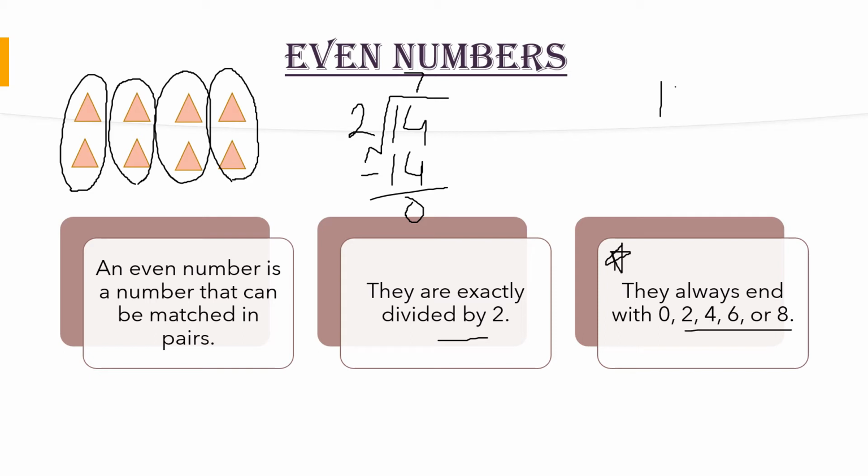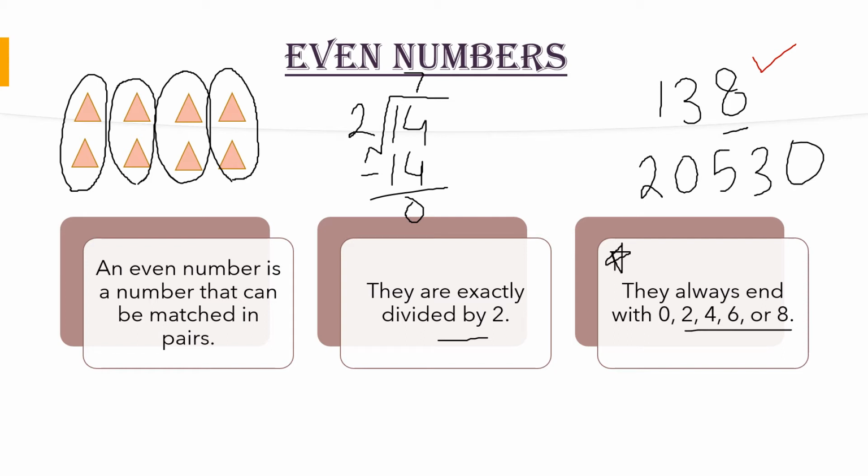For example, I have a number 138. So look at its last digit, it's 8. It means that this is an even number. Let's do one more example. Let's say I have a number 20530. So again look at its last digit. It is 0. It means it is also an even number. So these are the three main points of even numbers. I hope it is clear now. You just need to remember this point.